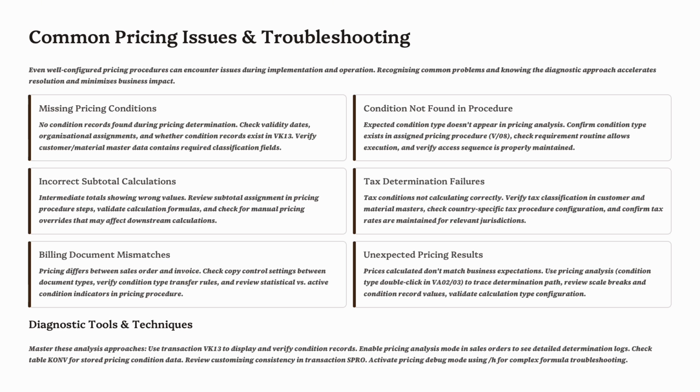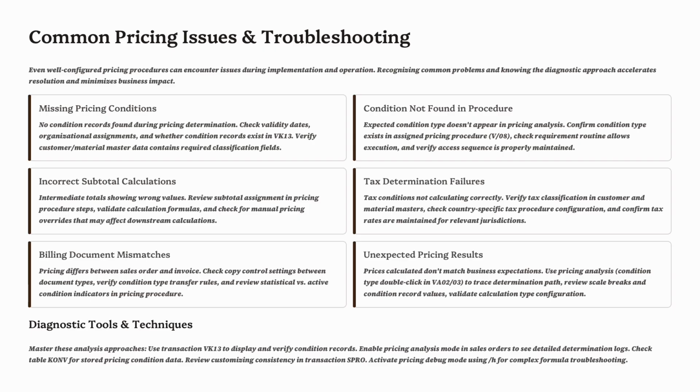5. Pricing not copying to billing. This is a classic. The root cause is usually copy control between sales order and billing. Check pricing type in copy control, and item category relevance for billing requirement routines. If copy control is wrong, your billing document will not match the sales order.